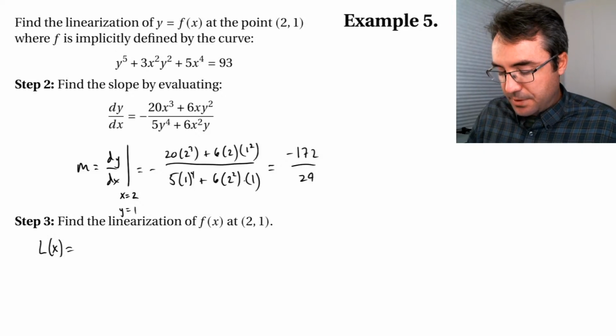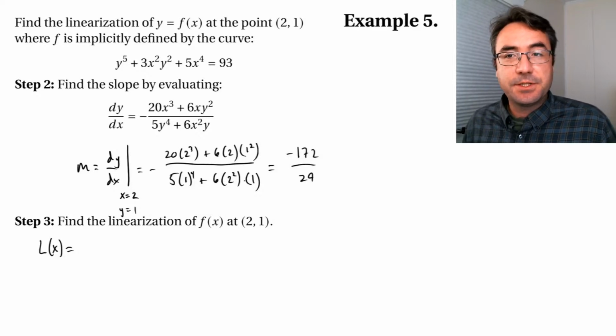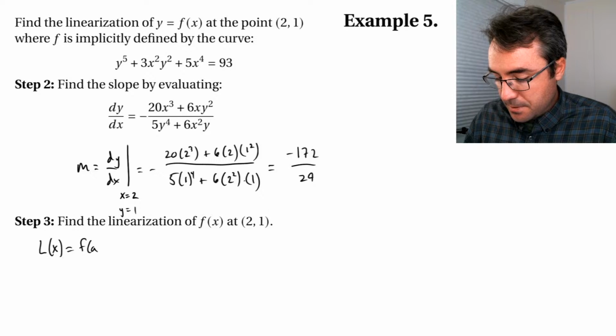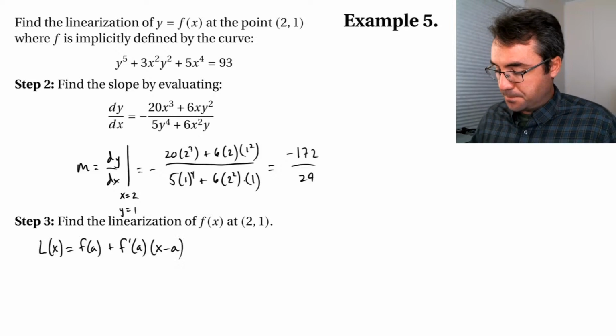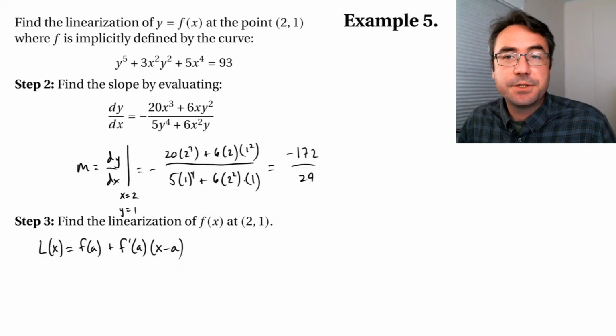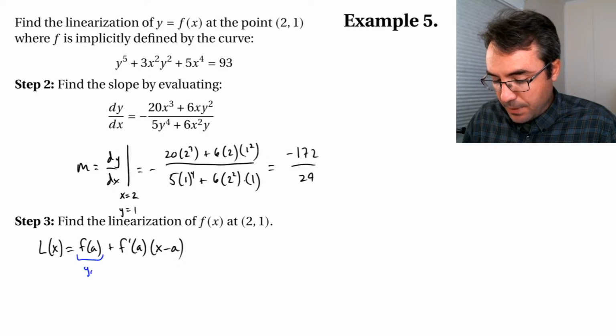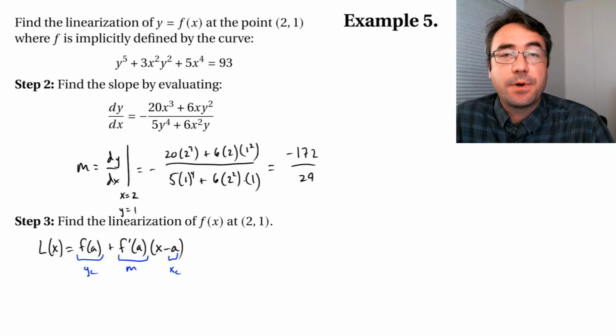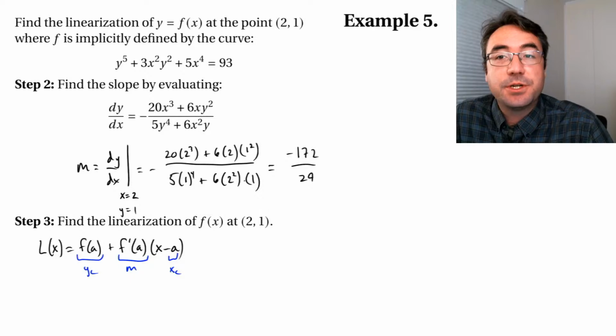We'll do this one, kind of talk through this one a little bit differently. So let's write down the formula for linearization L of x. Really, this is just the point slope formula where we've solved for y. So here's our linearization. f of a, this is really our y-coordinate. f prime of a, this is our slope. And then a, that's our x-coordinate. So that's where the linearization formula comes from. Really, it's just the equation of our tangent line, which comes from the point slope formula.